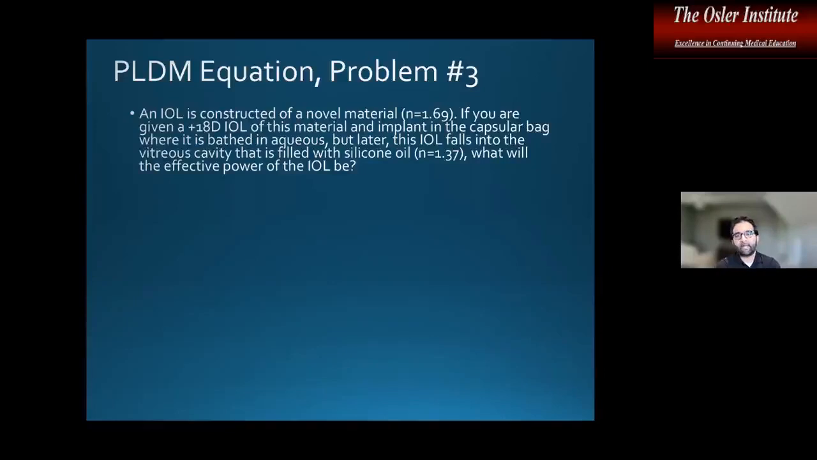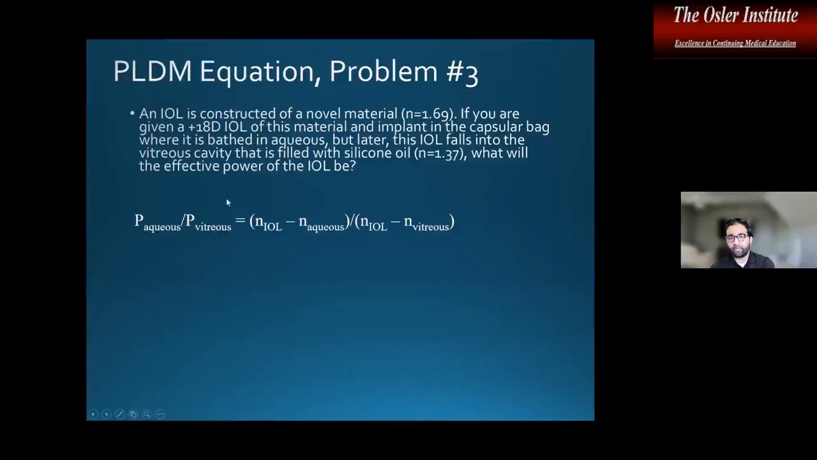If we're given an 18 diopter IOL of this material, and you put it in the capsular bag, where it's bathed in aqueous, but later this IOL falls into the vitreous cavity that is filled with silicone oil, what will the effective power of the IOL be? Well, now we do the power of the IOL in aqueous, in other words, when it is in the capsular bag, divided by the power of it when it's now in the quote unquote vitreous, keeping in mind that the vitreous is now actually silicone oil.